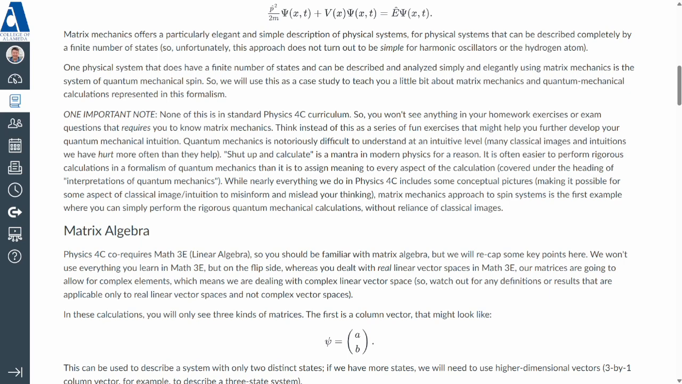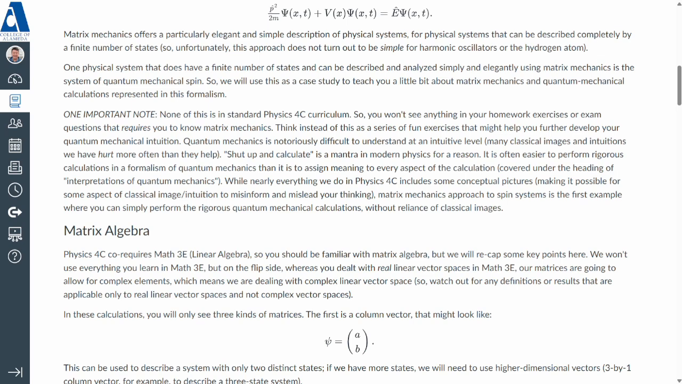Quantum mechanics is notoriously difficult to understand at an intuitive level. Many classical images and intuitions we have hurt more often than they help. "Shut up and calculate" is a mantra in modern physics for a reason. It is often easier to perform rigorous calculations in a formalism of quantum mechanics than it is to assign meaning to every aspect of the calculation. This is covered under the heading of interpretations of quantum mechanics.